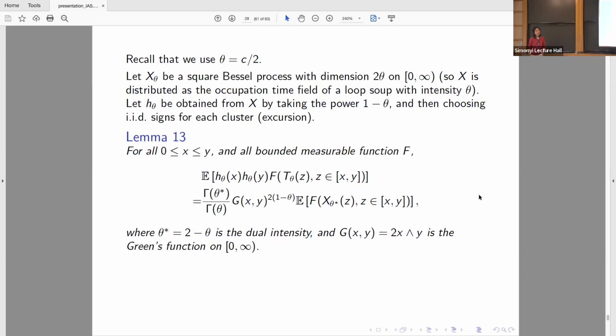So the occupation time field of the loop soup, to make it well-defined in the continuum, in Le Jan's argument, he uses some determinant 2 for some operator. But in dimension 4 or higher, even determinant 2 is not enough; maybe you need to take determinant 3, but then, yeah, I don't know.